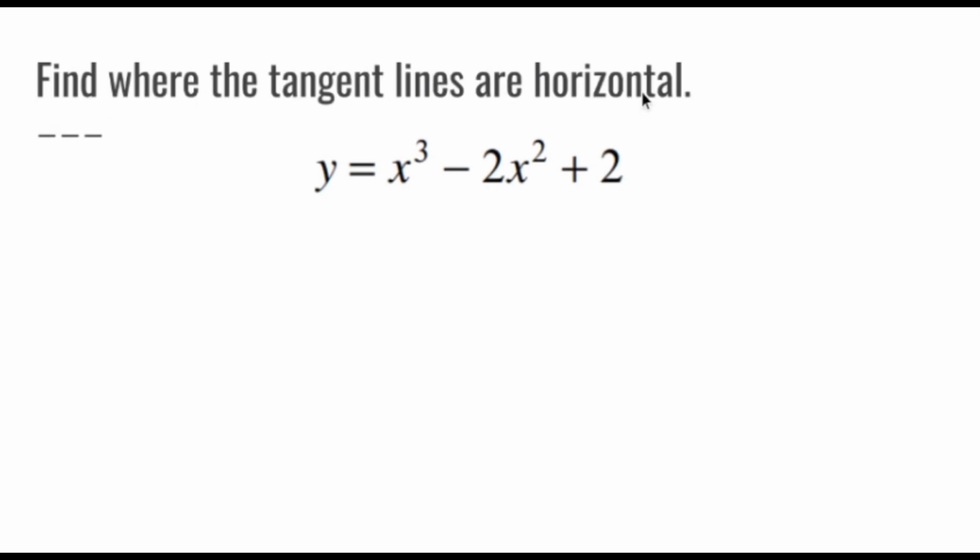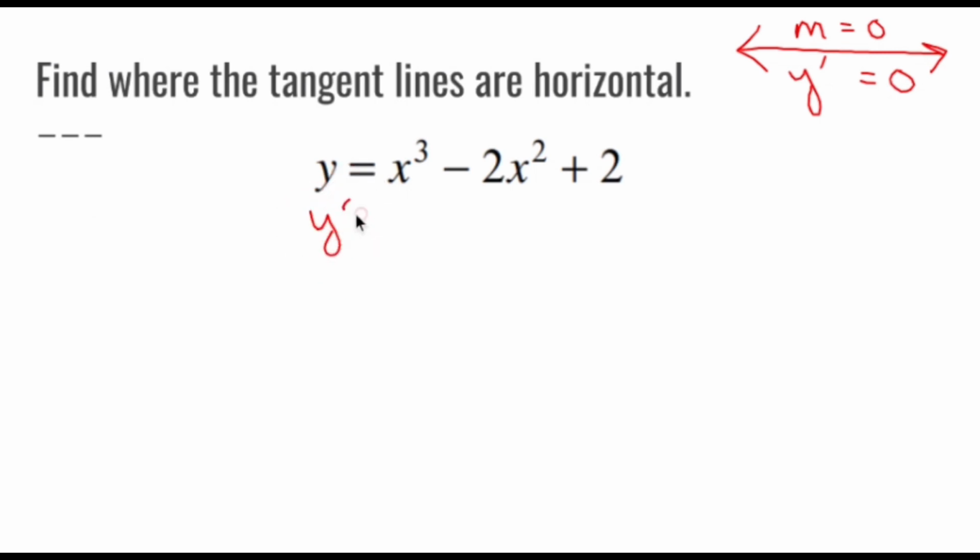Find where the tangent lines are horizontal. Well, lines are horizontal when the slope is 0. You can get the slope of a tangent line by taking y prime, the derivative. So in this case, I want when y prime is 0. So let's find out what y prime is.